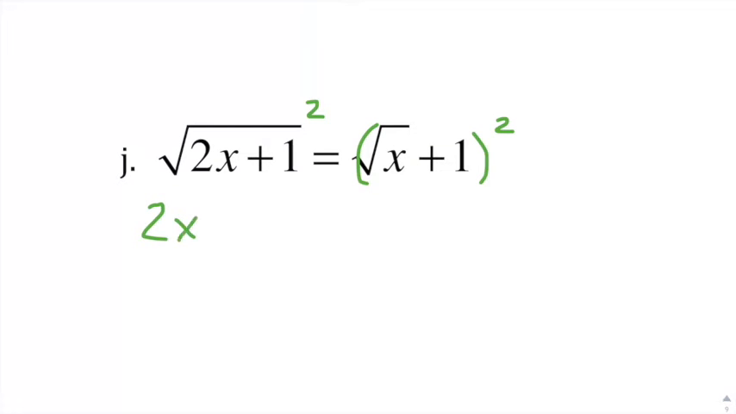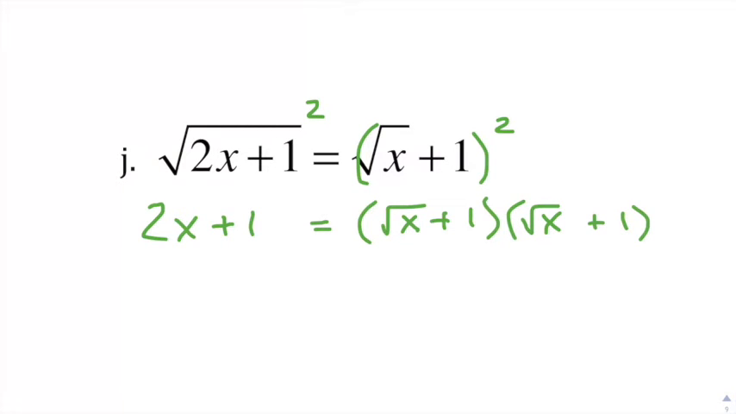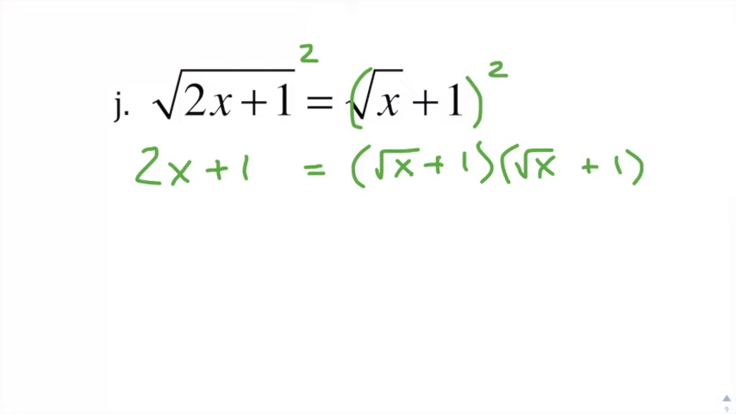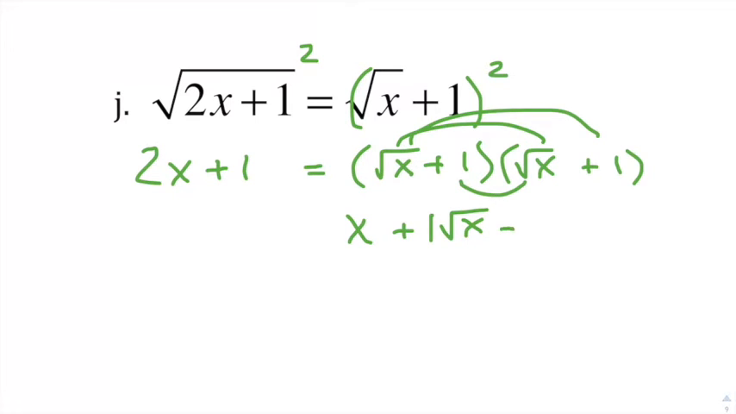Over here on the left side, that would be 2x plus 1. Over here on the right side, you actually have to FOIL the square root of x plus 1 times the square root of x plus 1. This thing's going to get real nasty real quick. Luckily, the square root of x times the square root of x will just be regular x. 1 times the square root of x is 1 square root of x, or you can just write it as the square root of x. 1 times another square root of x is 1 square root of x, and then 1 times 1 will be 1 right there.